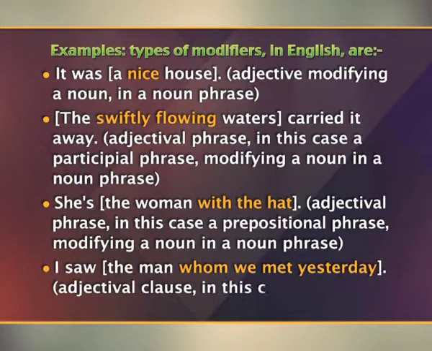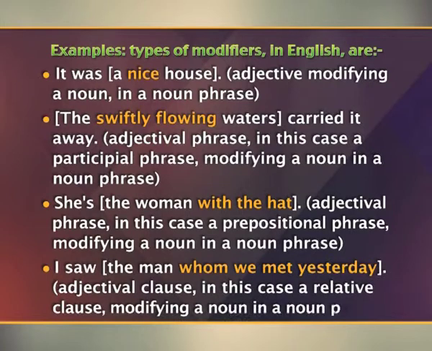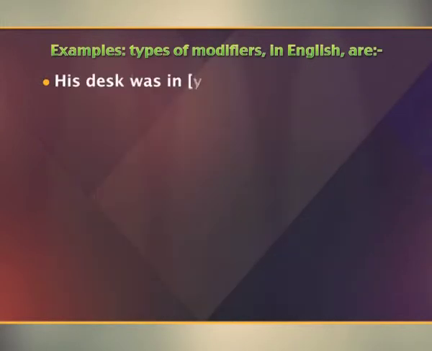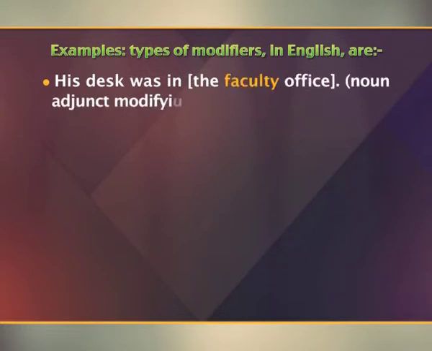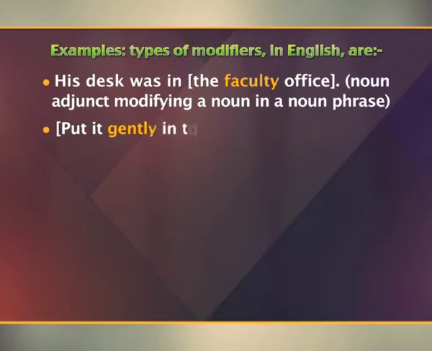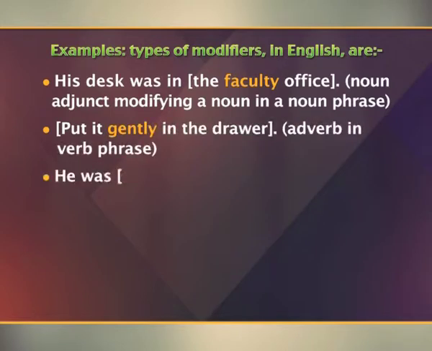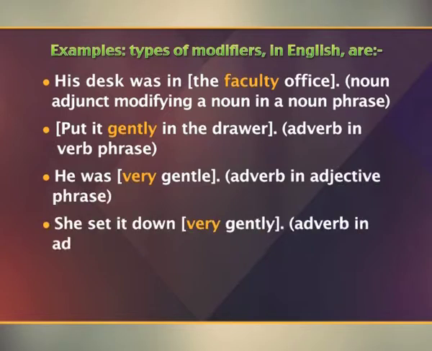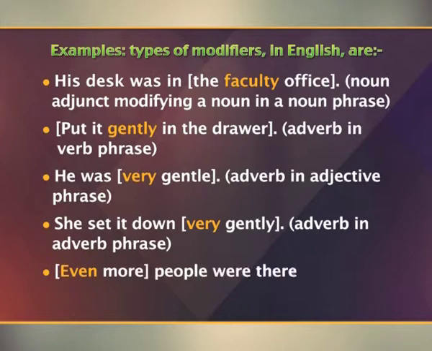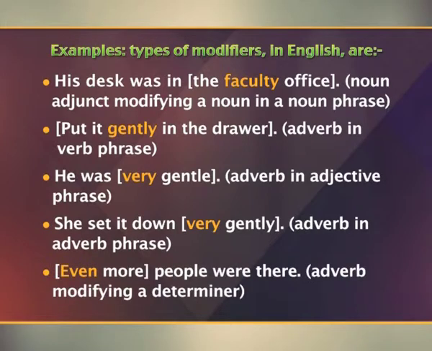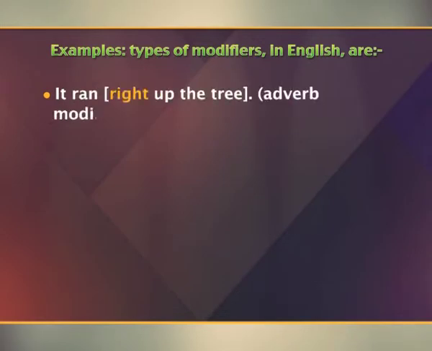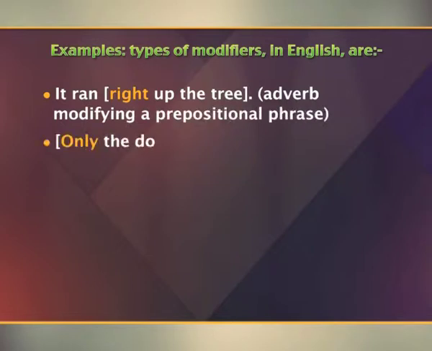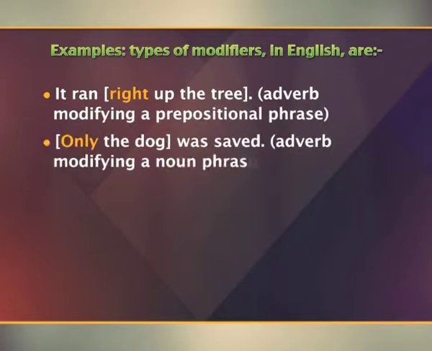"I saw the man whom we met yesterday." Adjectival clause, in this case a relative clause modifying a noun in a noun phrase. "His desk was in the faculty office." Noun adjunct modifying a noun in a noun phrase. "Put it gently in the drawer." Adverb in verb phrase. "He was very gentle." Adverb in adjective phrase. "She set it down very gently." Adverb in adverb phrase. "Even more people were there." Adverb modifying a determiner. "It ran right up the tree." Adverb modifying a prepositional phrase. "Only the dog was saved." Adverb modifying a noun phrase.